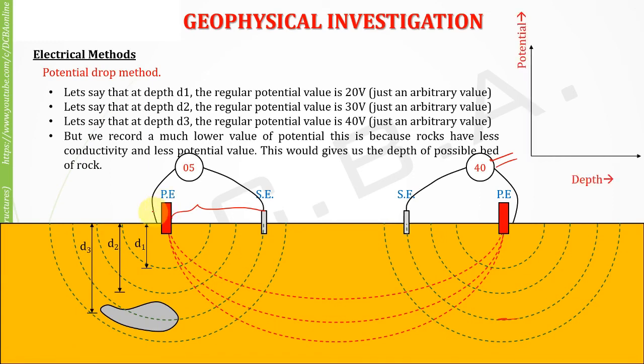we may get a bedrock. So if we plot a graph here, then at D1 let's say the potential was 20, then at D2 it was 30, at D3 it came down, and then at D4 again it went up. So this is giving you the potential, this is giving you the depth at which there could be a possibility of finding a mineral or a bedrock. Okay, so this was it for today's lecture.